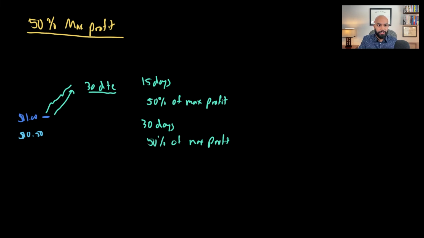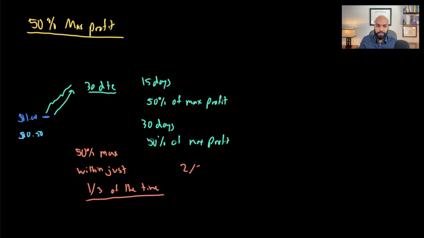So you made 50% of the max profit within just a third of the time. Why would you spend two thirds of the time to make the other 50%? You're able to collect 50% in just 15 days. So if you close out of the position right here at 50% max profit, you've guaranteed that money, meaning you locked in that profit.